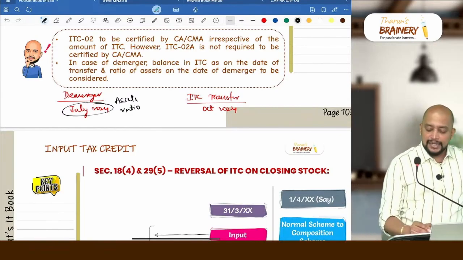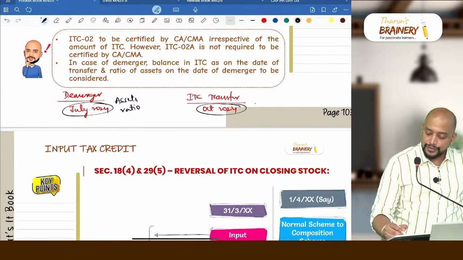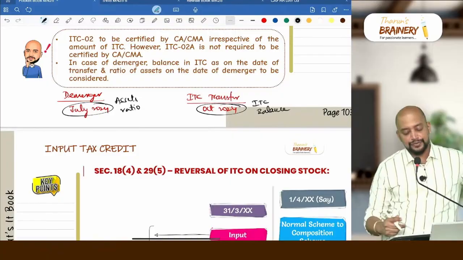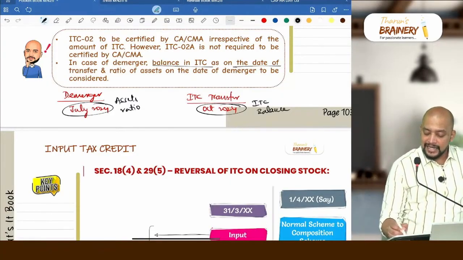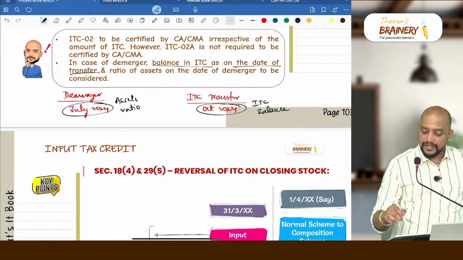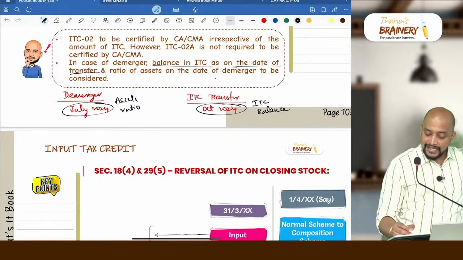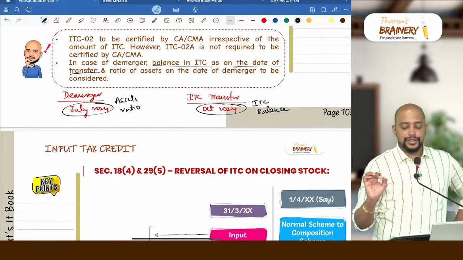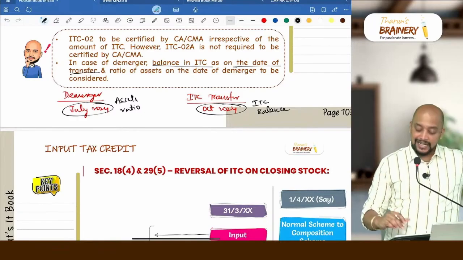But the ITC balance as on which date should be seen? July 2024 or October 2024? October 2024. The ITC balance you need to see as on October 2024. See there, in case of demerger, balance in ITC as on the date of transfer. What is the date of transfer? October 2024. And the ratio of assets on the date of demerger. What is the date of demerger? July 2024. Got it? Understood? This point also can be tested in MCQ.